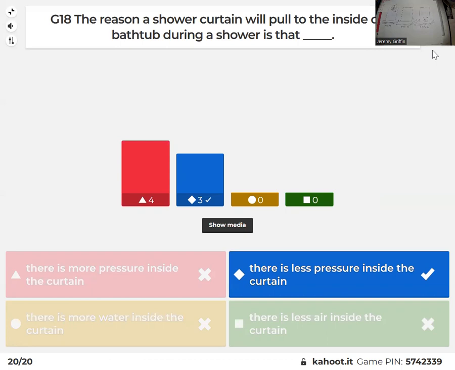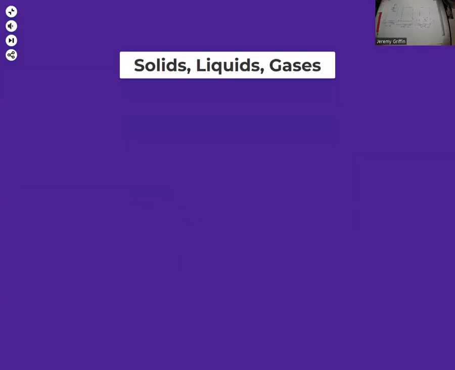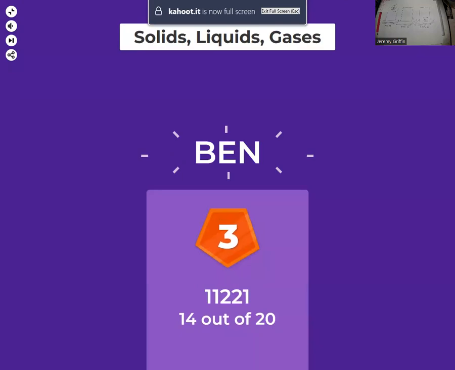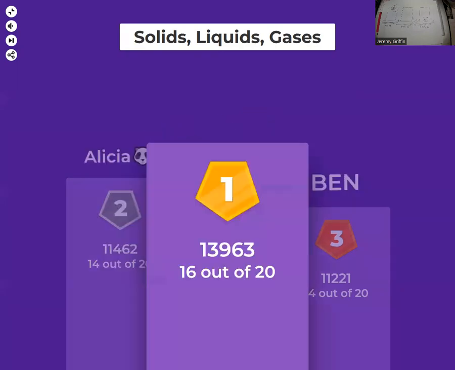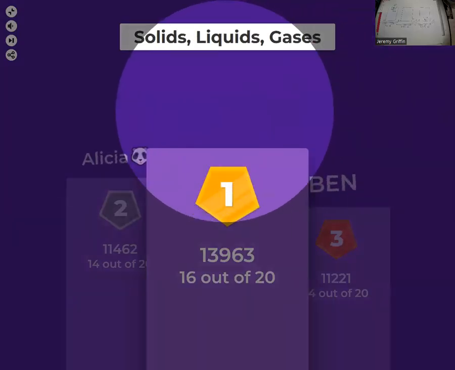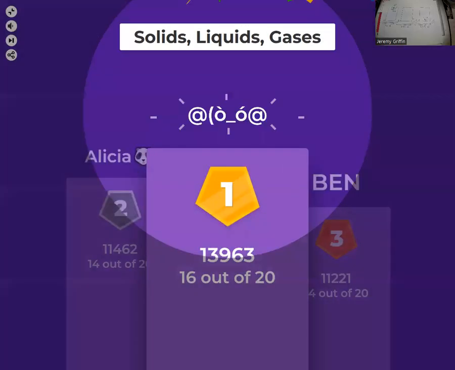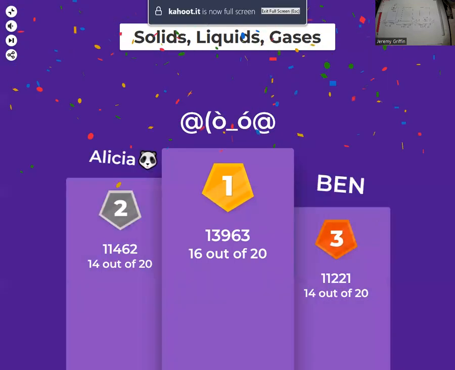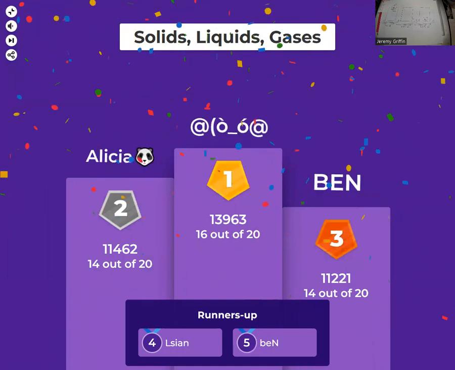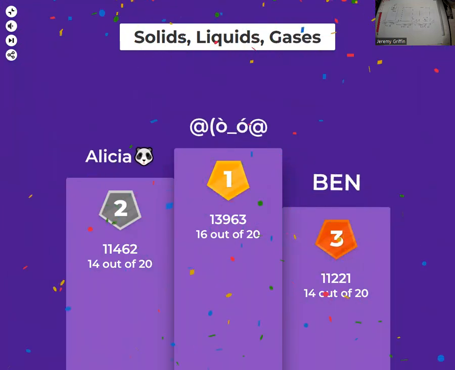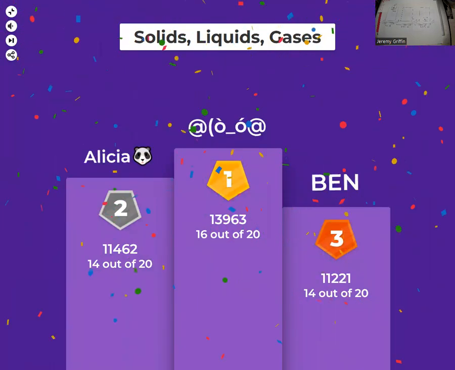All right. Let's see. The winner podium. Bronze, Ben. Bronze, Alicia with the silver and the gold. The scale. Oh yeah. Izzy and Otherby, runners up. All right, nice job. Nice job.